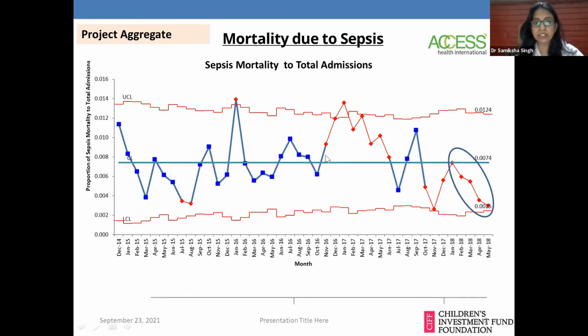I hope my mouse is visible. Is my mouse visible, Srinath? Yes, Samiksha. Yes, ma'am. Right.